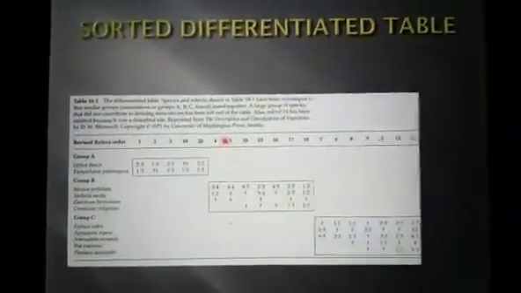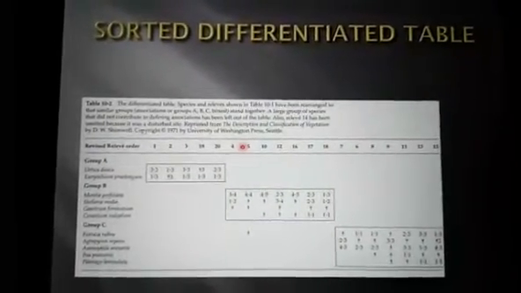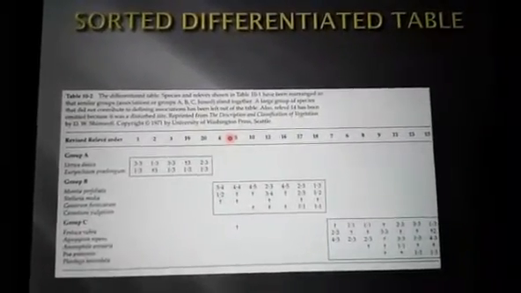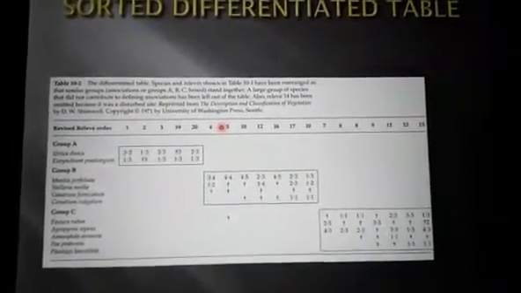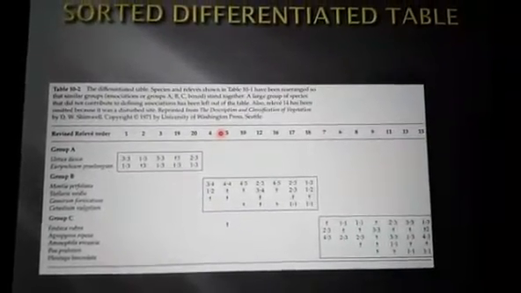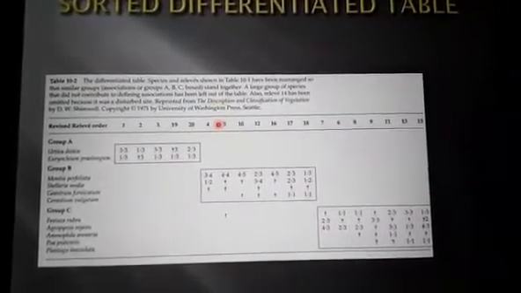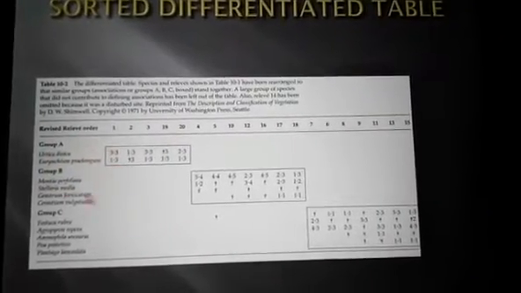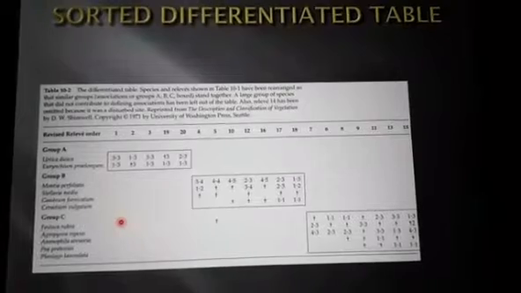Then here we have the sorted differentiated table. This table was constructed from the previous raw data table. So here you find that the species which show some association are grouped together into groups. As you can see there, we have group A, group B, group C. These are the species which were seen to be occurring, showing some consistency in different plots. So they were grouped together.